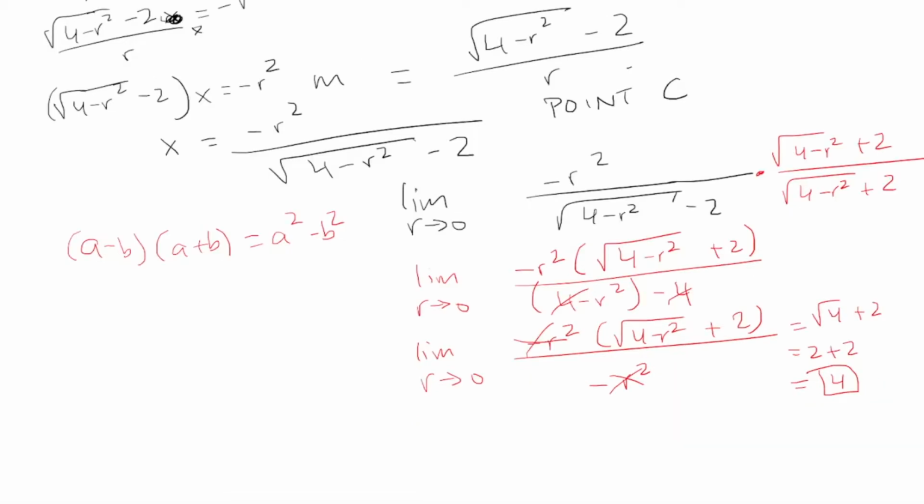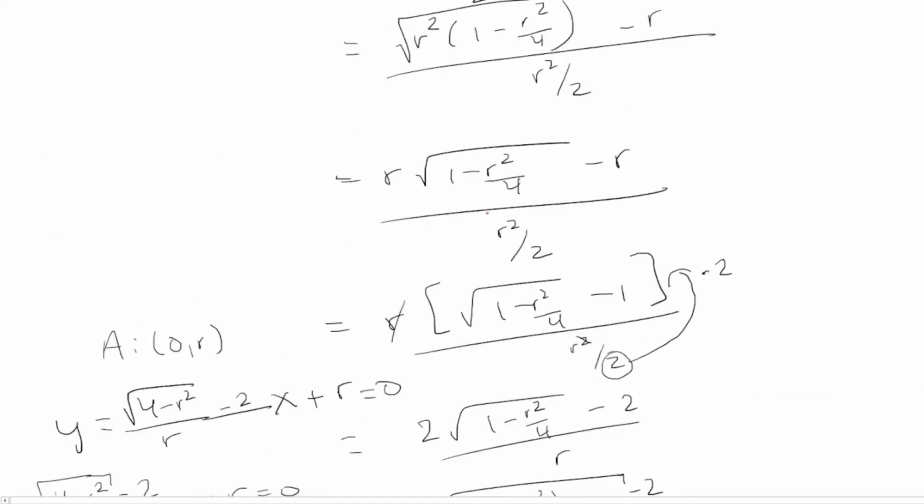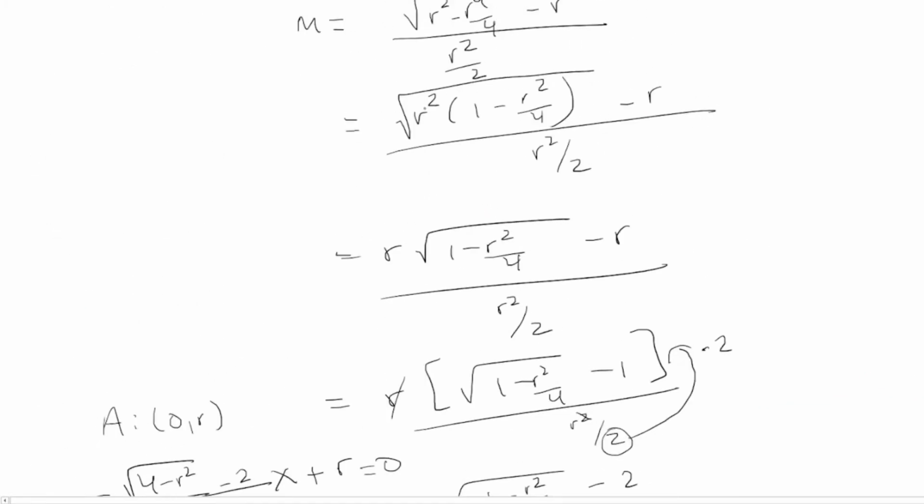Now I forgot to mention that this limit is as r approaches 0 from the right. Okay, and the reason is because when I took the square root here, I had r². This r² came out, so I did the square root of r², and I said that it was equal to r. That's going to equal r only if r is greater than or equal to 0. So let me just write this out. Otherwise, it's going to be -r.